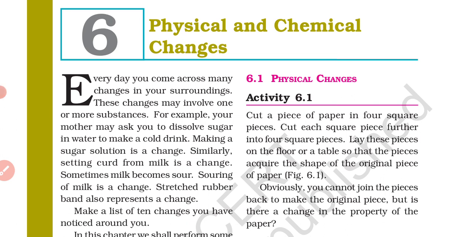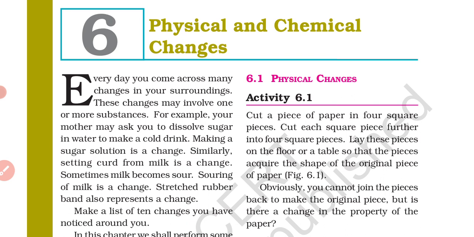So in this video we are going to start a new chapter, chapter number 6, Physical and Chemical Changes, of your NCERT Class 7 science book. Okay, so let's begin the chapter Physical and Chemical Changes.